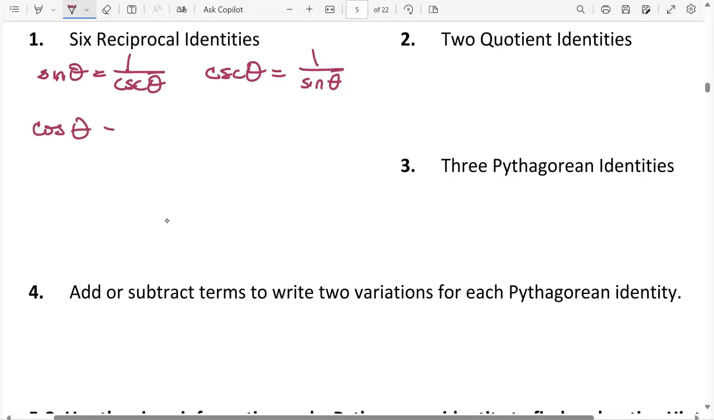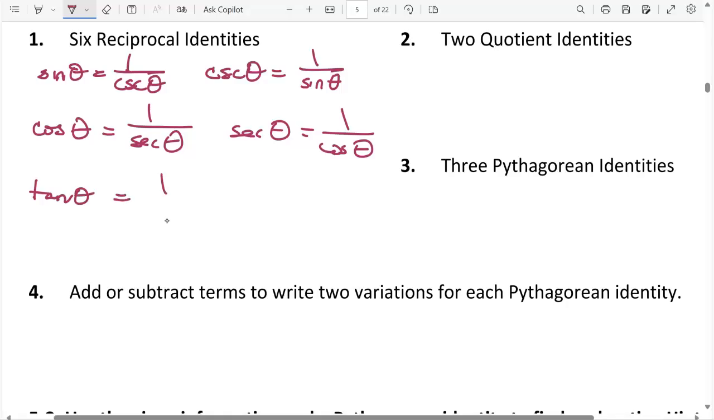Cosine theta is 1 over the secant of theta, and secant of theta is equal to 1 over the cosine of theta. And the last pair is tangent and cotangent. So tangent of theta is equal to 1 over the cotangent of theta, and cotangent of theta is equal to 1 over tangent of theta.